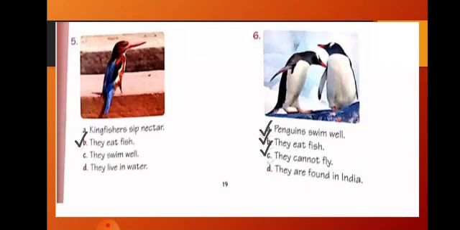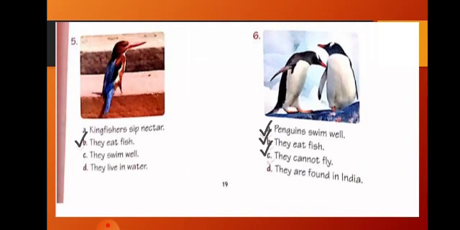Now fifth one, the picture of kingfisher you can see on the screen. Same picture is there in your book also. Now the kingfisher eats fish. So the sentences are: kingfishers sip nectar, they eat fish, they swim well, they live in water. No, only B is correct.